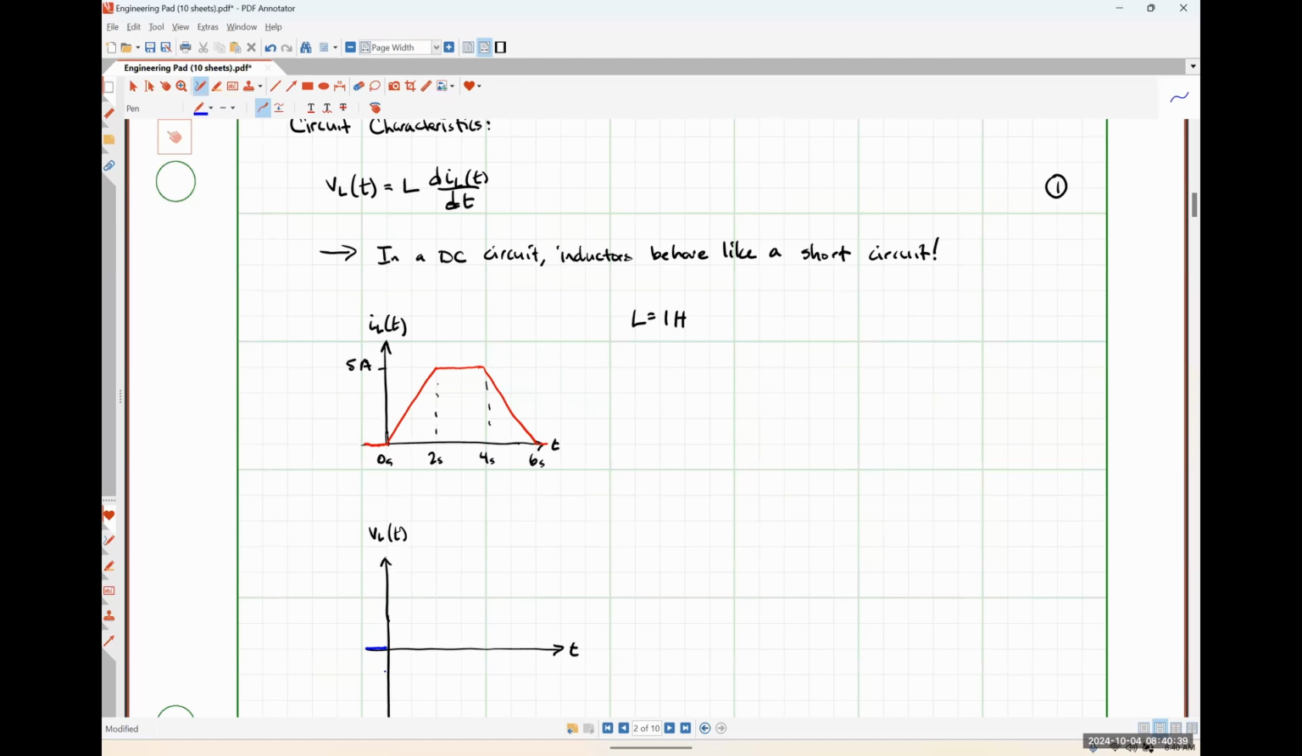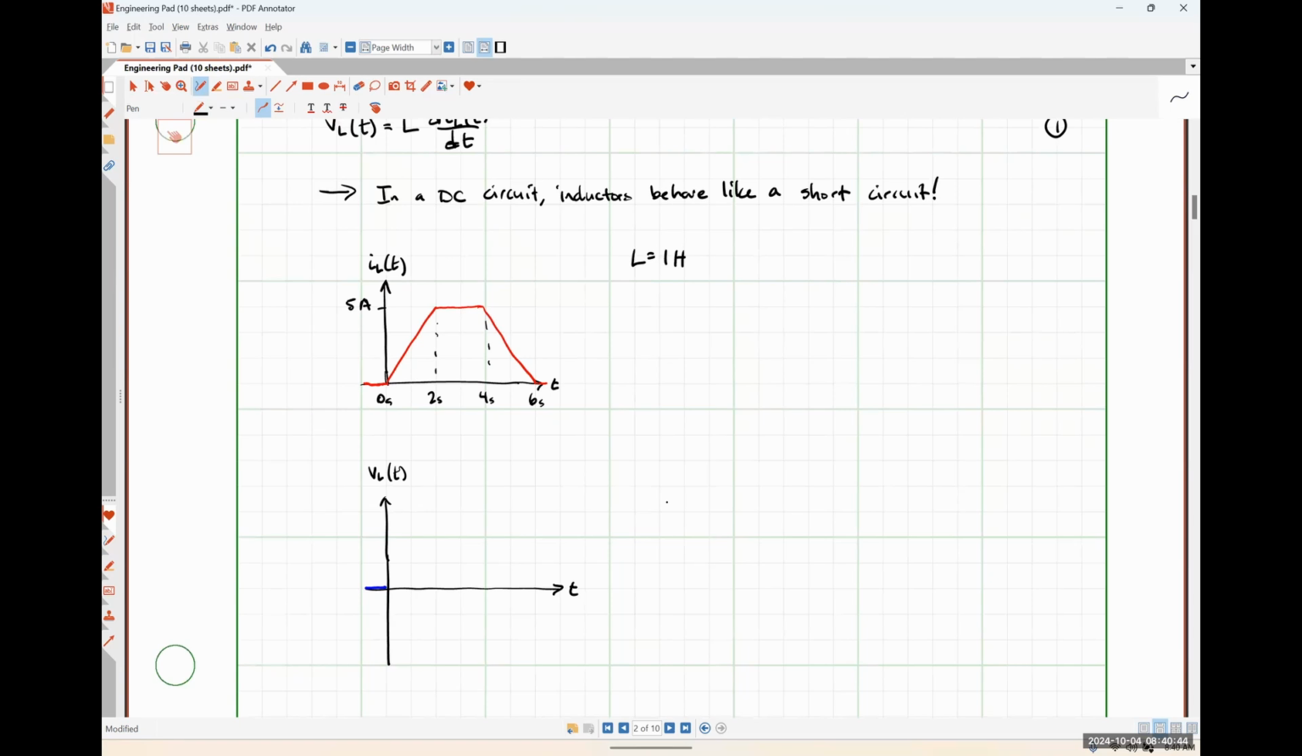Just to look at the units here really quickly, just so that we're all on the same page. V_L of t is going to be L, so that's 1 volt second per ampere, multiplied by our slope, which was 5 amps every 2 seconds. So the seconds cancel, the amps cancel, and we're left with just voltage, so 2.5 volts. So from 0 to 2 seconds, we have a voltage of 2.5 volts.